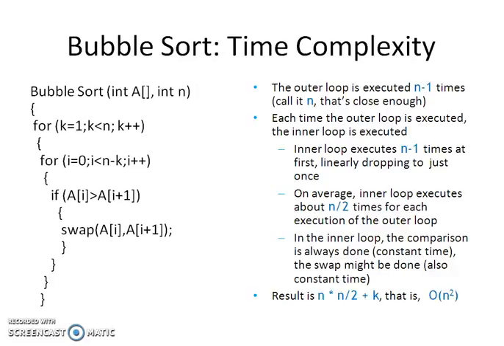Next, if we see the time complexity, the outer loop is executed n minus 1 times, which is almost close to n. The inner loop is executed n minus 1 times first, and then it decreases linearly to just once. So on average, the inner loop will be executed n by 2 times. So the number of comparisons will be n times n by 2 plus k, so that is of the order of n squared.